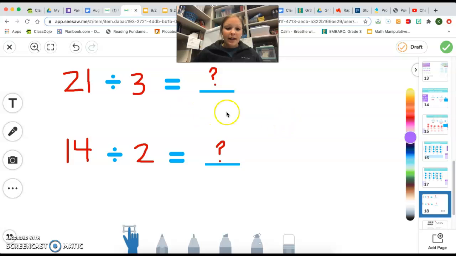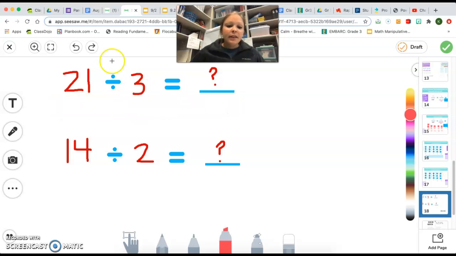So let's practice. We want to do 21 divided by 3 equals blank. So what I want you to do is pause the video and on your whiteboard solve these 2 problems, and we're going to go over them. Alright, so let's go over this.